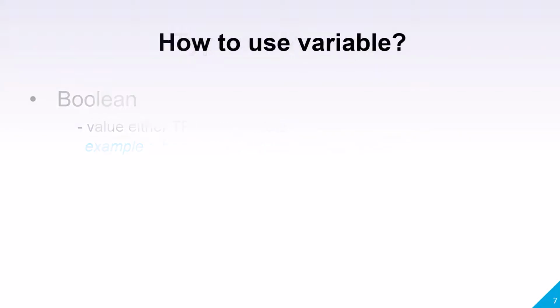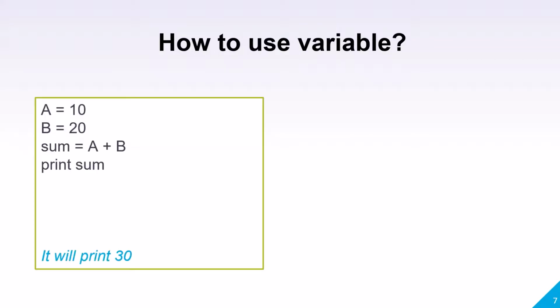Now we'll learn how to use variable. First, a equal to 10, a is a variable. Here b equal to 20, b is also a variable. If I add a plus b and put it in another variable, that is sum equal to a plus b, computer will understand that a value is 10, b value is 20. So the sum is 30. So if I print that variable sum, it will print 30.